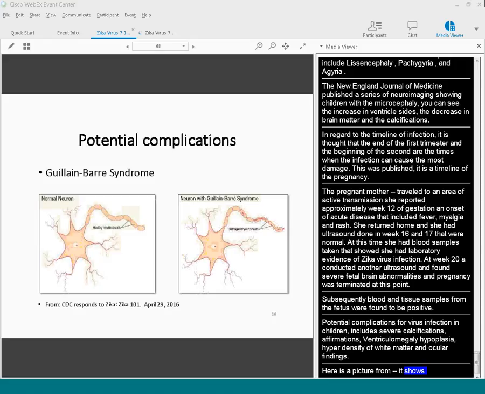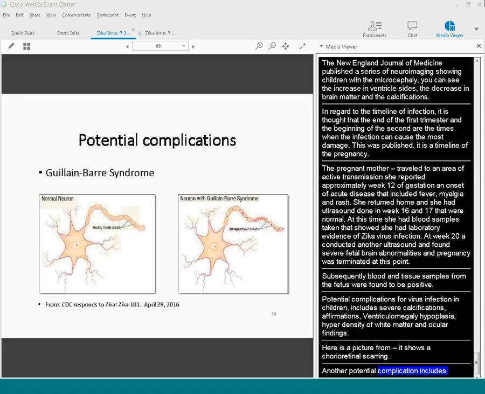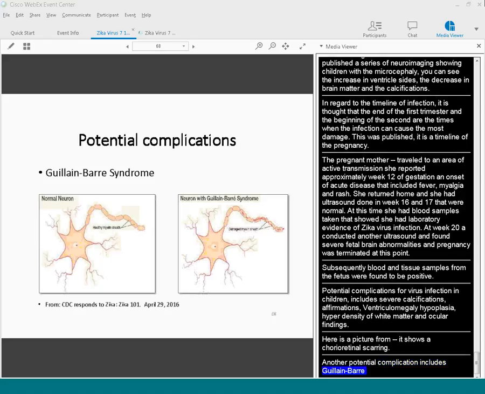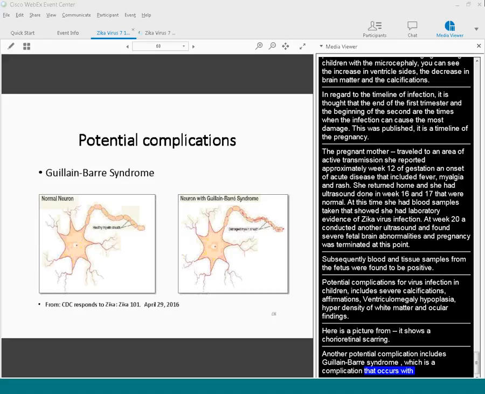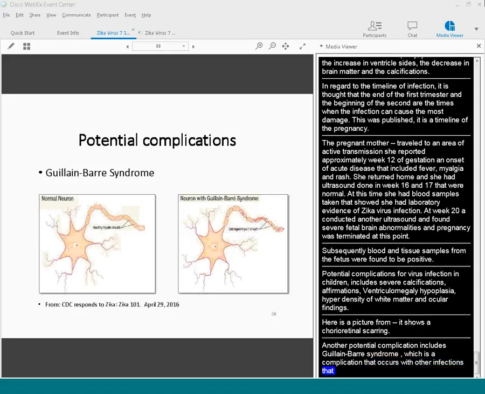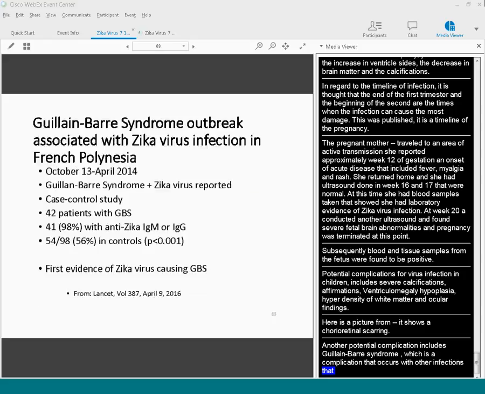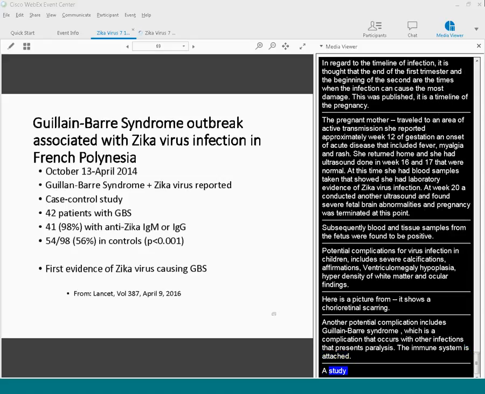Another potential complication includes Guillain-Barré syndrome, which is an immunological complication that occurs with other infections that clinically presents as an ascending flaccid paralysis. What happens is that the myelin sheath is attacked by the immune system, which inhibits the neurons from firing normally. A study published in Lancet showed a Guillain-Barré syndrome outbreak associated with Zika virus infection in French Polynesia.